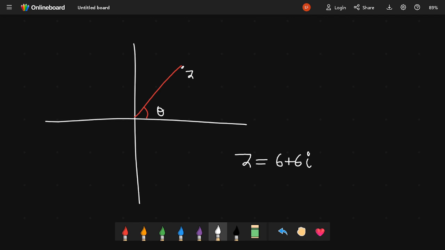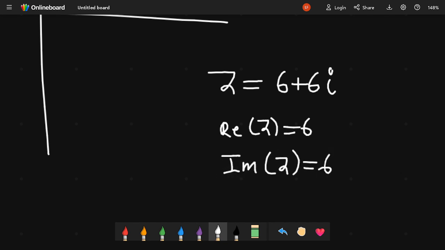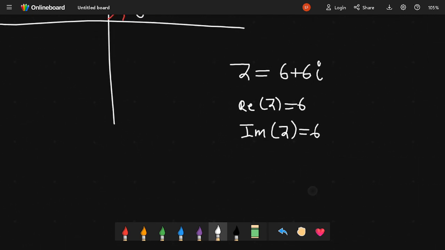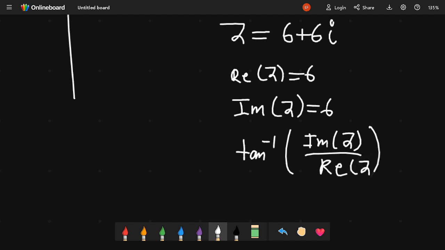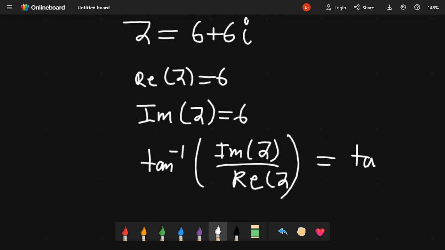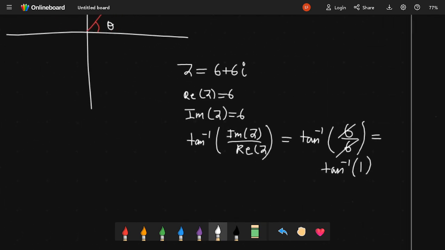So what is the real part of this complex number? The real part of z is equal to 6, and the imaginary part of z is also equal to 6. So you can see here that if you do tan inverse of the imaginary part of z over the real part of z, you get tan inverse 6 over 6, which is just tan inverse of 1.